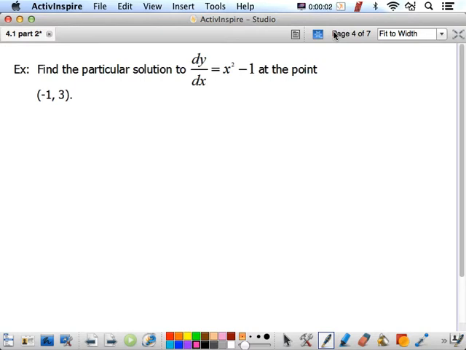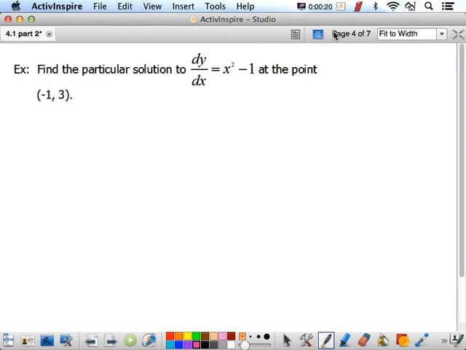Now that we know how to find the general solution to a differential equation, we want to learn to find the particular solution. So you can see here that the only difference is we're given the differential equation, but we're also given an ordered pair to go with it. That ordered pair is what's going to allow us to figure out the value of the unknown constant.